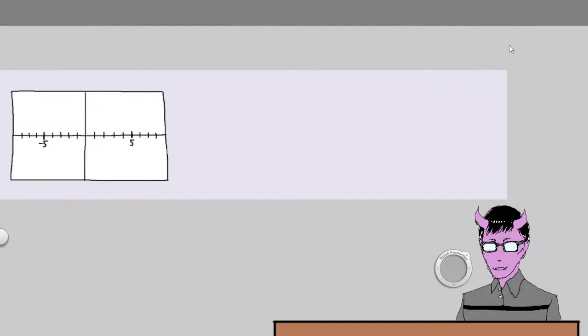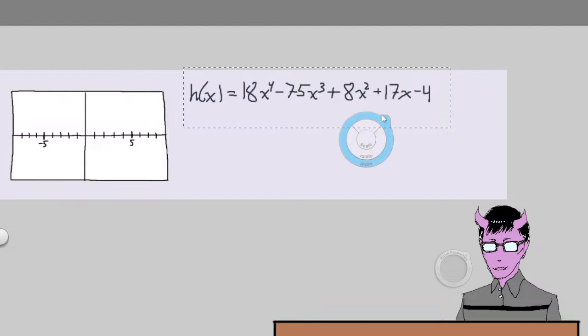What do we have? We have h of x is equal to 18x power 4 minus 75x cubed plus 8x squared plus 17x and then minus 4. All right. That is the function. Let's take a quick peek.